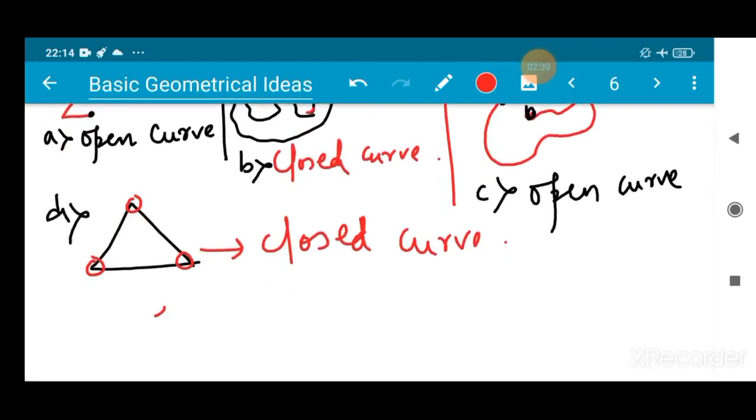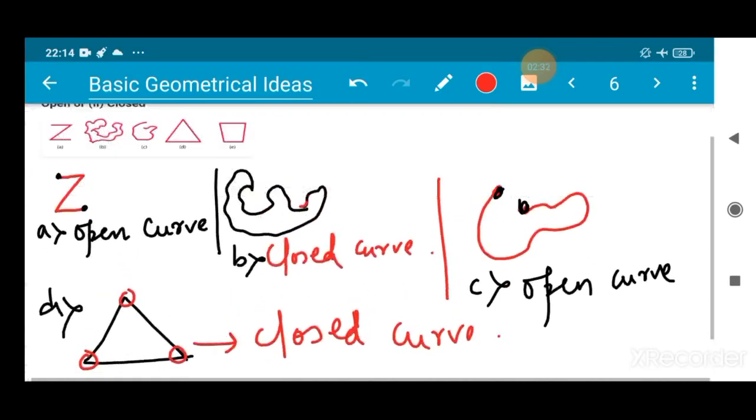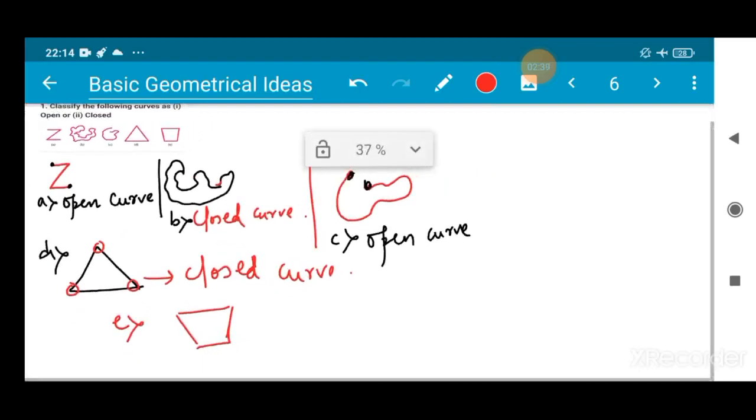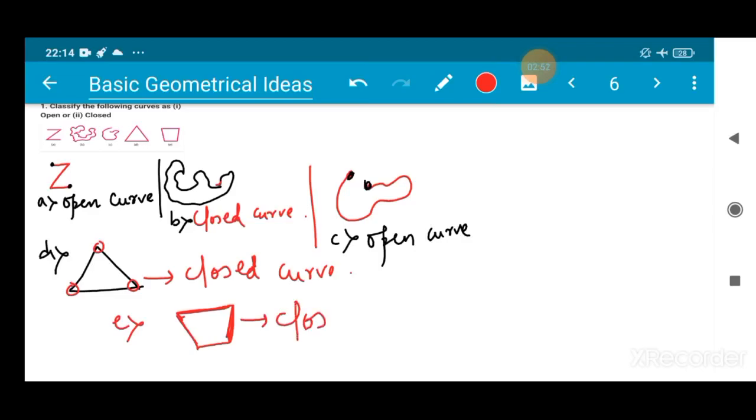Number E now. Number E here, the shape is a type of trapezium. Okay, I hope you people have not heard this term trapezium, but it is a quadrilateral. First, you simply remember this term, quadrilateral, having four sides. This is also closed curve. Why? Because the endpoints of every point are joined here, right? So it is closed curve.